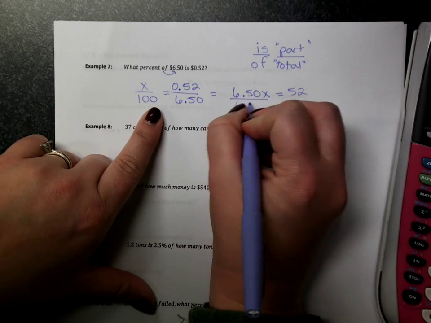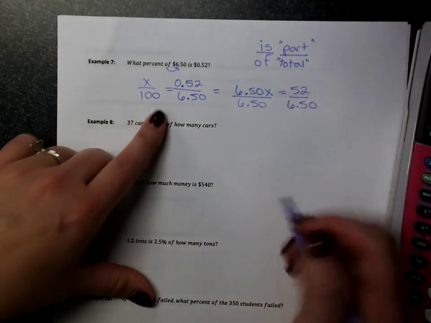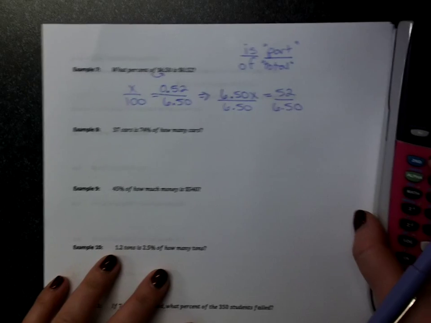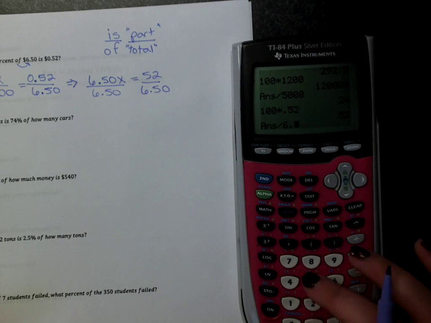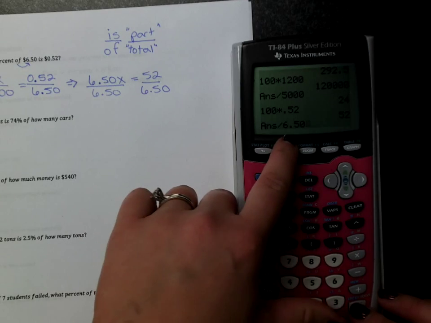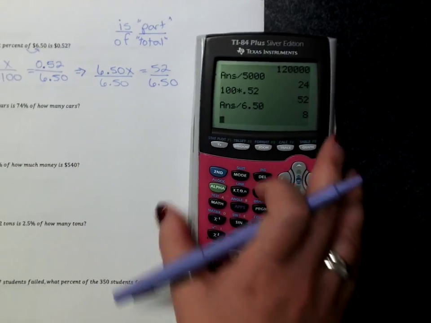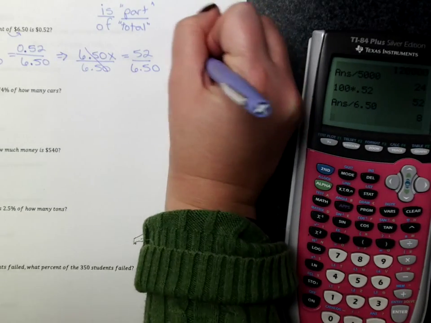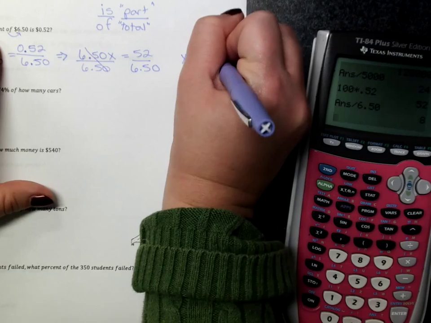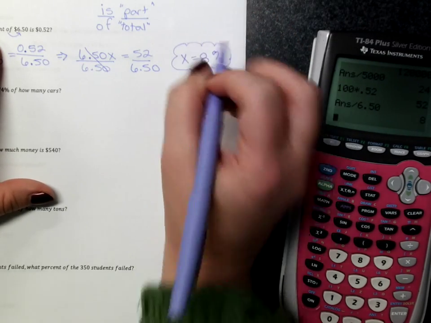Divide by 6.50. 52 divided by 6.50. So just be careful when you type in your calculator that you see those decimal points and that they're in their correct spot. And so the answer is x equals 8, and it's asking for the percentage, so it's 8%. Have to have that percent sign behind it.